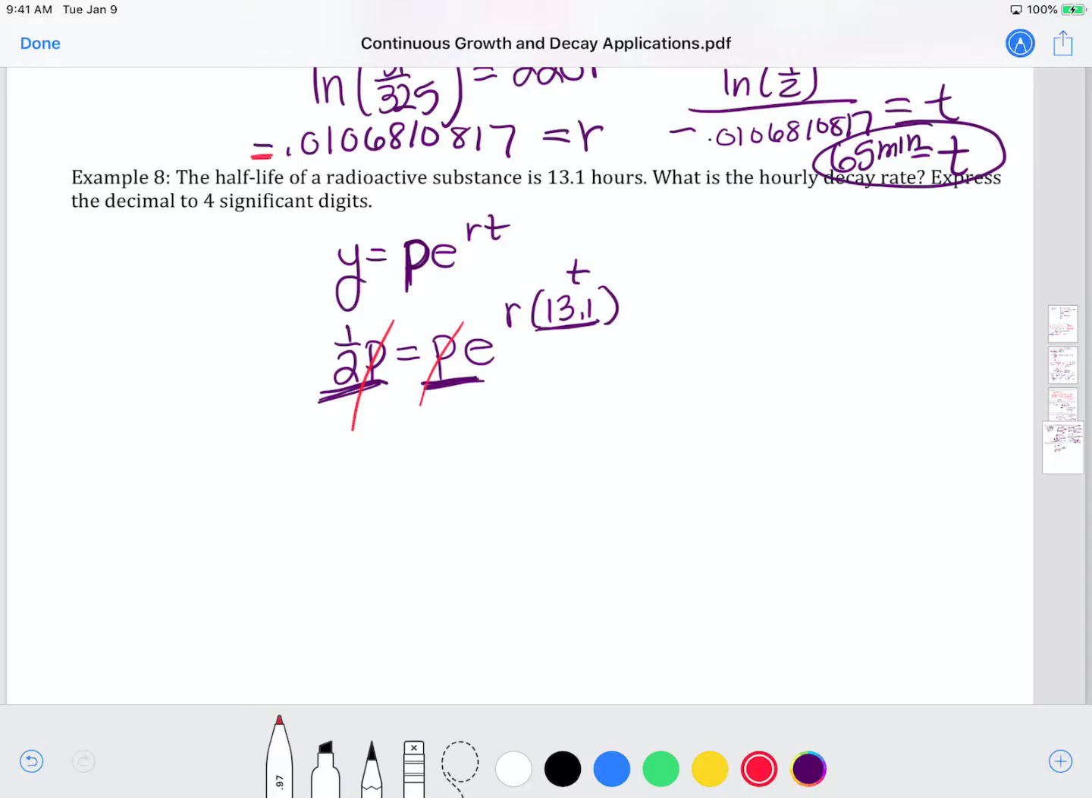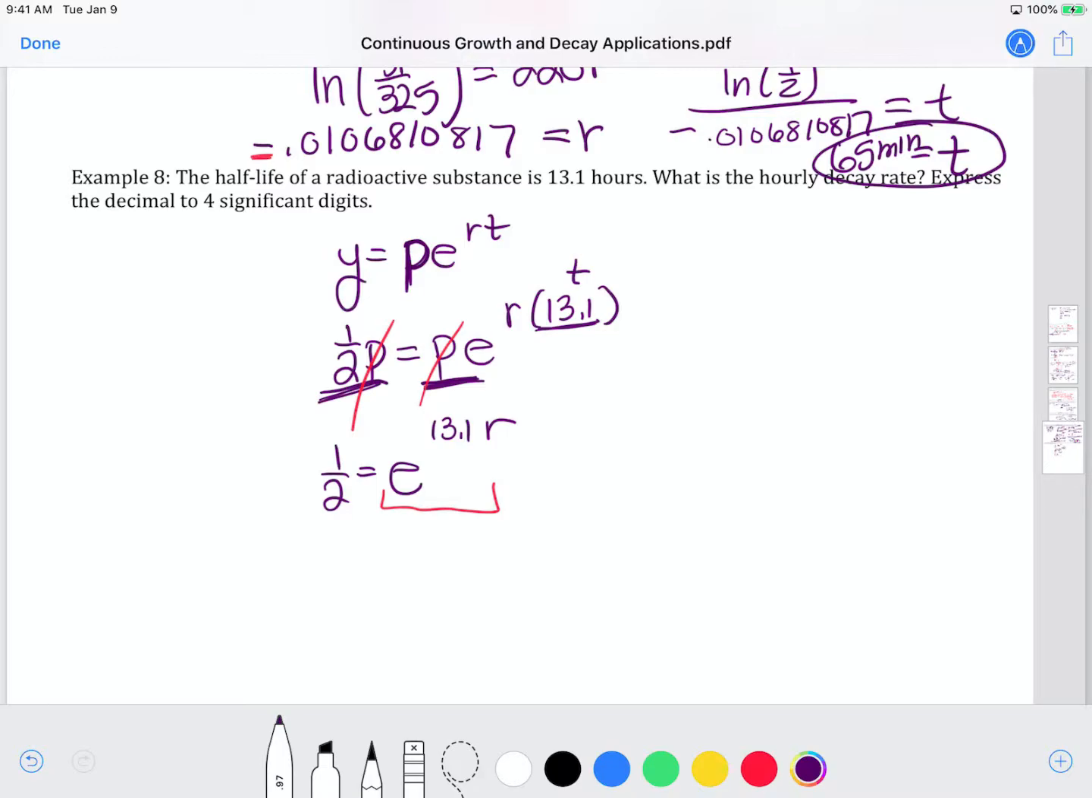Those disappear. I just divide both sides by P. So I'm left with 1/2 is equal to e to the power of 13.1r. And then I just solve this for r. Well, when I'm solving for something that's in the exponent, that's an exponential equation. So I need to isolate the exponential and put it in log form. This is already isolated, so I can go ahead and put it right in log form.